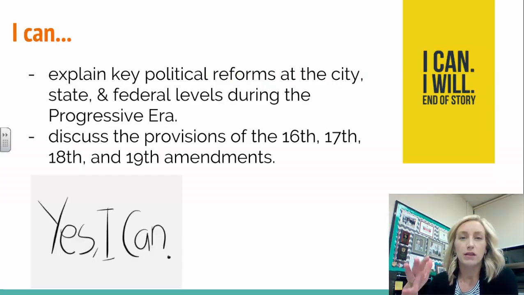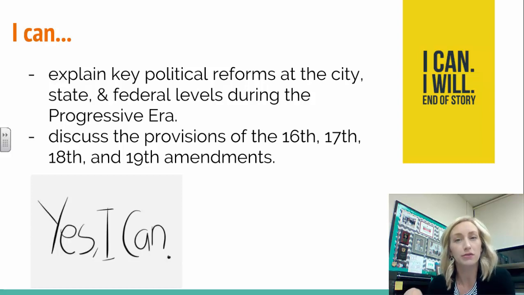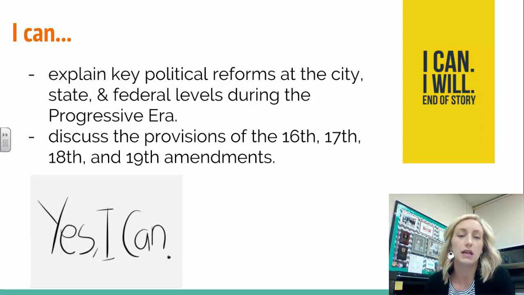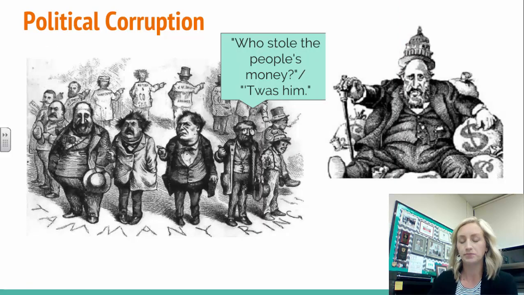By the end of this set of notes, you need to be able to explain key political reforms at the city, state, and federal levels during the Progressive era, because those reforms were happening at all three levels, all three being very important. And then discuss the provisions of the amendments that arose out of this time period, including the 16th, 17th, 18th, and 19th amendments.